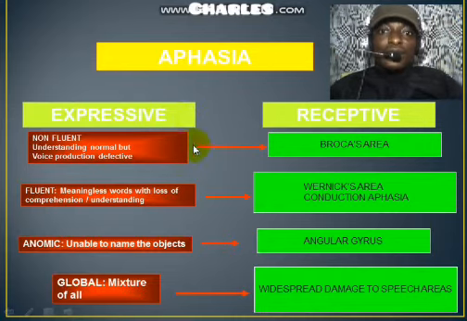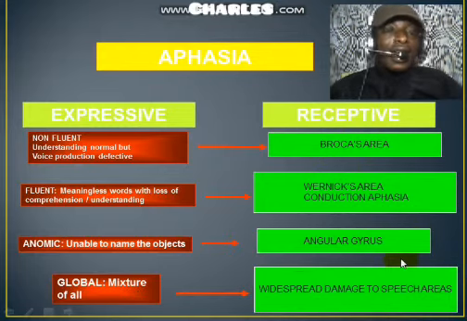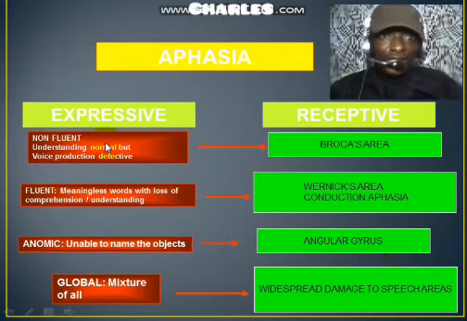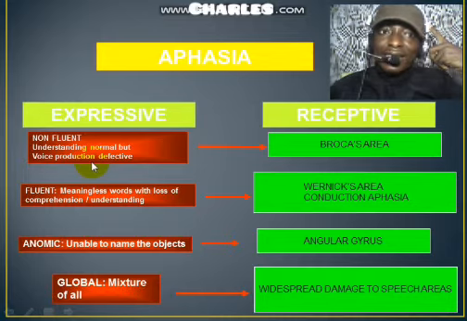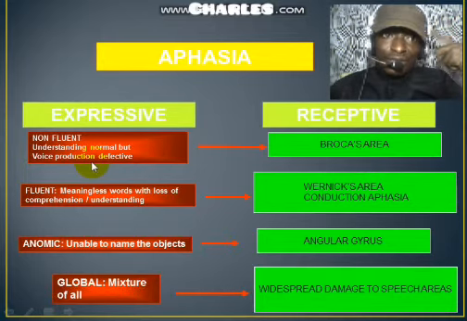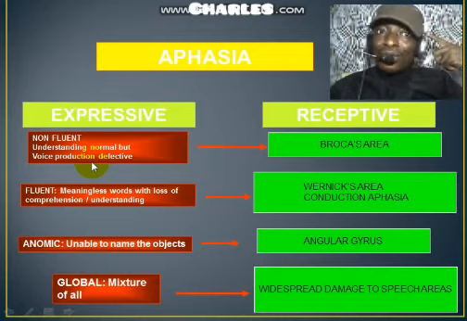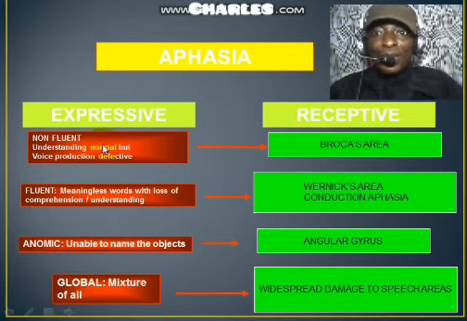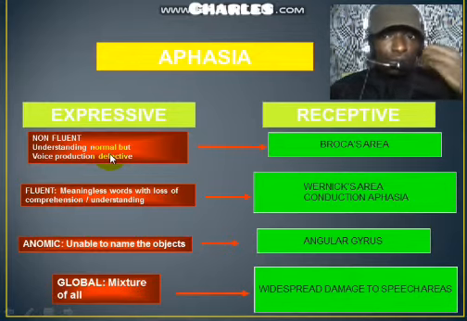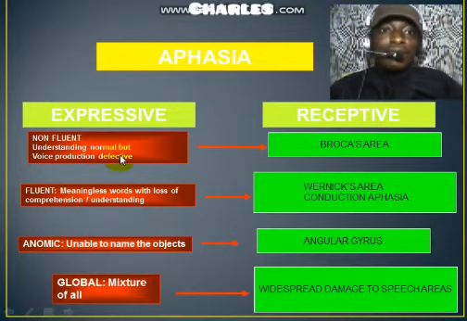So expressive here is telling you the type of aphasia, and receptive is telling you the area or the speech center that is actually affected within the left hemisphere. Now, for non-fluent aphasia, understanding is normal, but voice production is defective. Now, whenever understanding is normal, the structure that plays a vital role in language comprehension or understanding is the Wernicke's area. So the Wernicke's area is normal here, but the structure that is involved with speech production is the Broca's area.